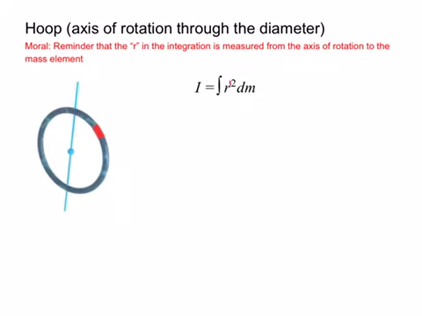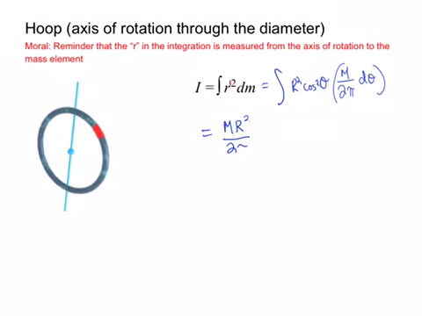So let's start plugging everything that we know in. Here, we're going to substitute. First, we're going to swap out our r primes. So we get R squared cosine squared theta, and our mass element ends up being M over 2 pi d theta. All right, so I'm going to pull out all of our constants, which gives us our M, our big R squared, our 2 pi can come out, and we are left with cosine squared theta d theta.